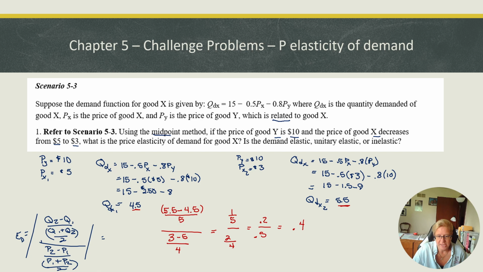And because the elasticity is 0.4, we know that less than 1 is inelastic. So the answer to the problem is inelastic. Okay.